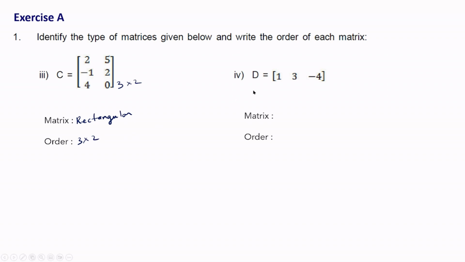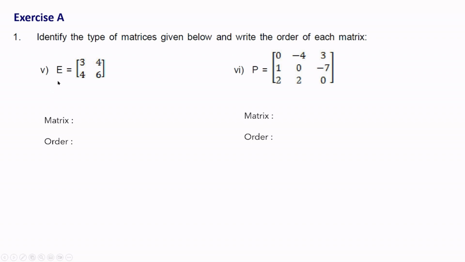Next we have the matrix D equal to [1, 3, minus 4]. Again it has got only 1 row. So it is a row matrix for the given number of columns. So it has 1 row and 3 columns. The order is 1 by 3.